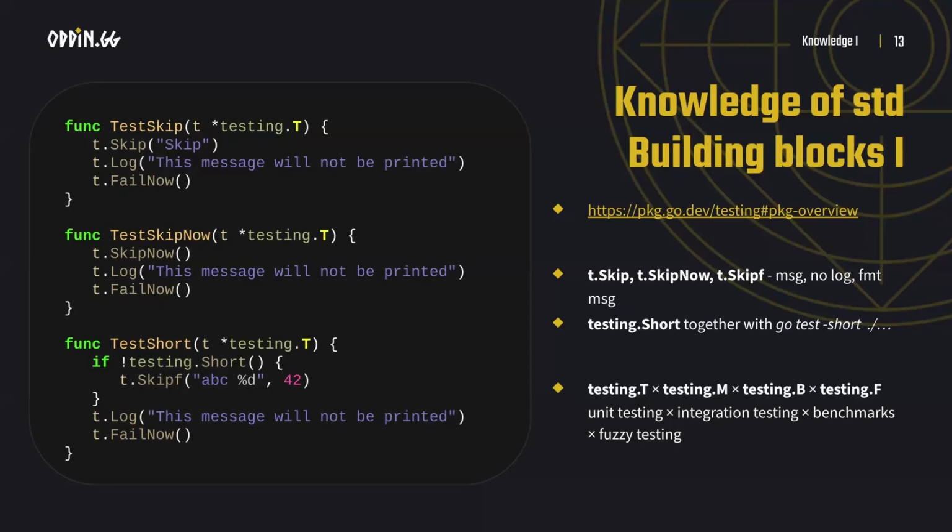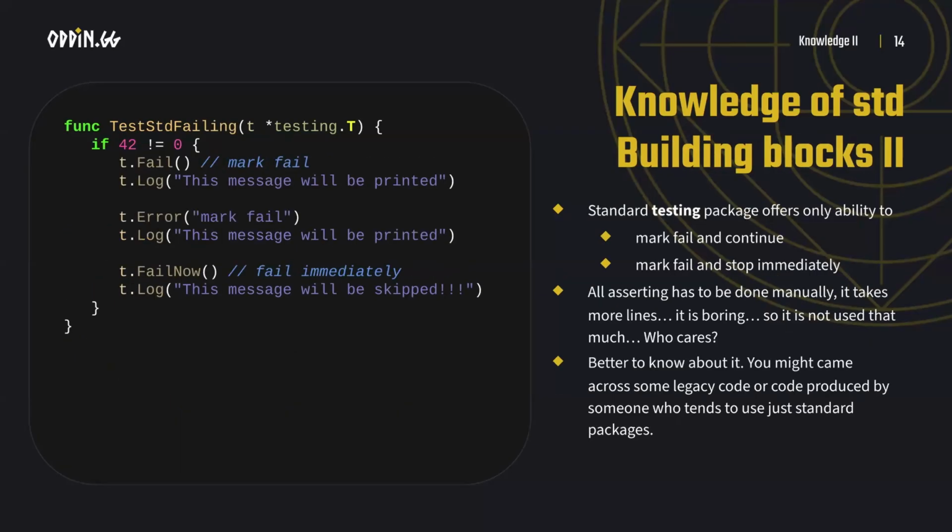Also, we have testing.T, testing.M for main testing if you would like to write yourself some test suite, testing.B for benchmarks, testing.F for fuzz testing. It's good to know that all this is also basic supported stuff from standard Golang. Okay, so we have standard testing.